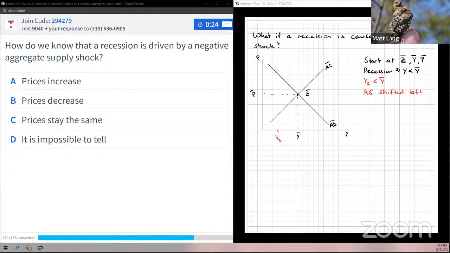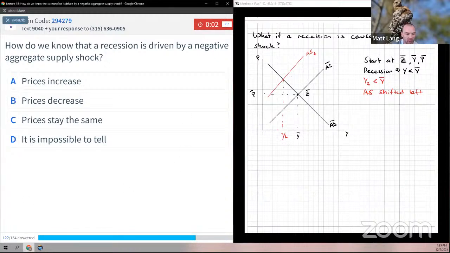So if AS shifts left, where do we end up? Well, we end up right here at AS2. Let me move it. There we go. So we're here at Y2, we're at Z2. What happened to prices? Prices went up to P2.